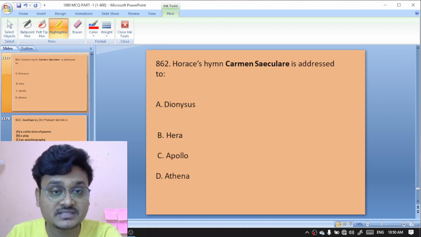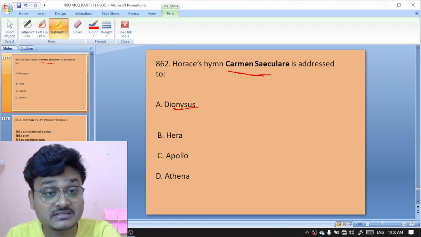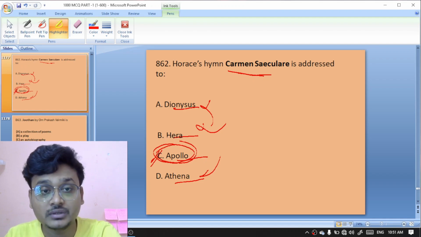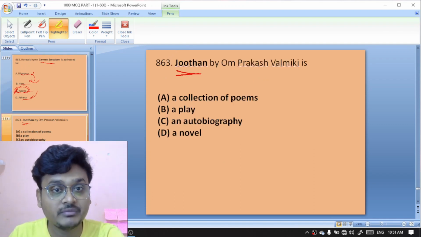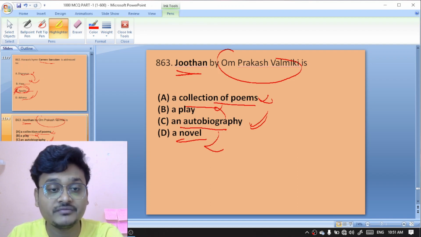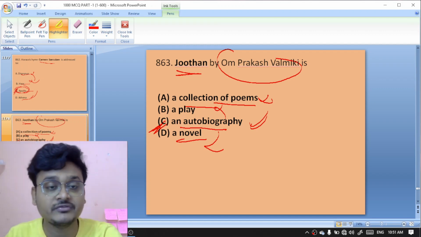Moving to the next question. Horace's hymn, the Carmen Saeculare, is addressed to Dionysus? No. Hera? No. Apollo or Athena? It is to Apollo. So Horace's Carmen Saeculare is addressed to Apollo. Joothan by Om Prakash Valmiki is a collection of poems? No. A play? No. An autobiography or a novel? This is an autobiography. So A: Joothan by Om Prakash Valmiki is an autobiography.